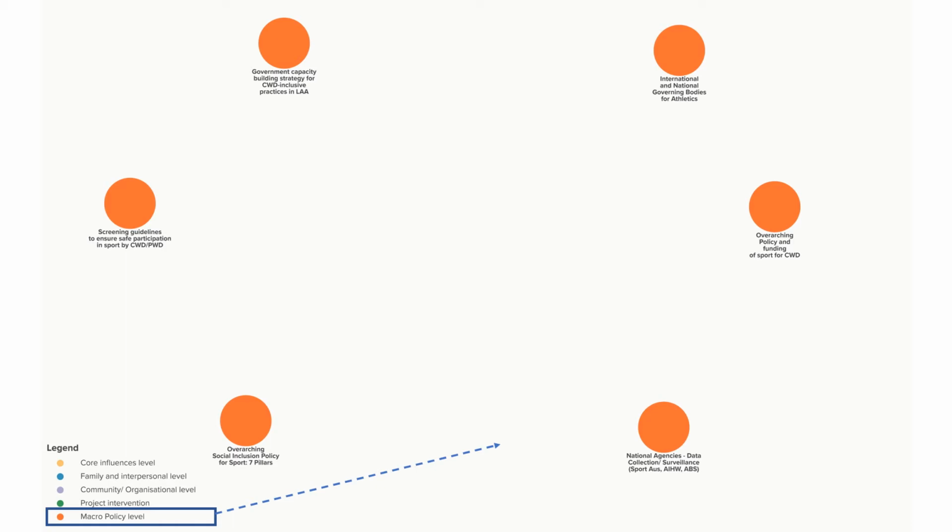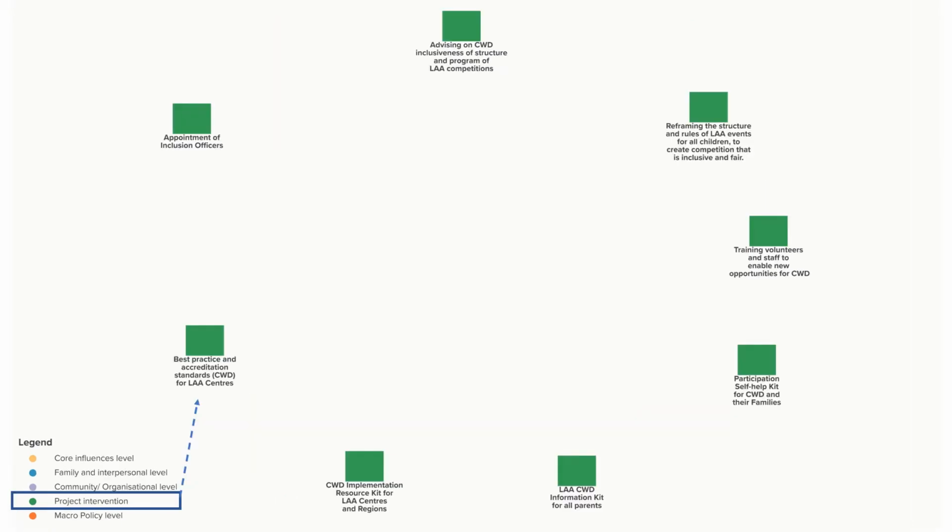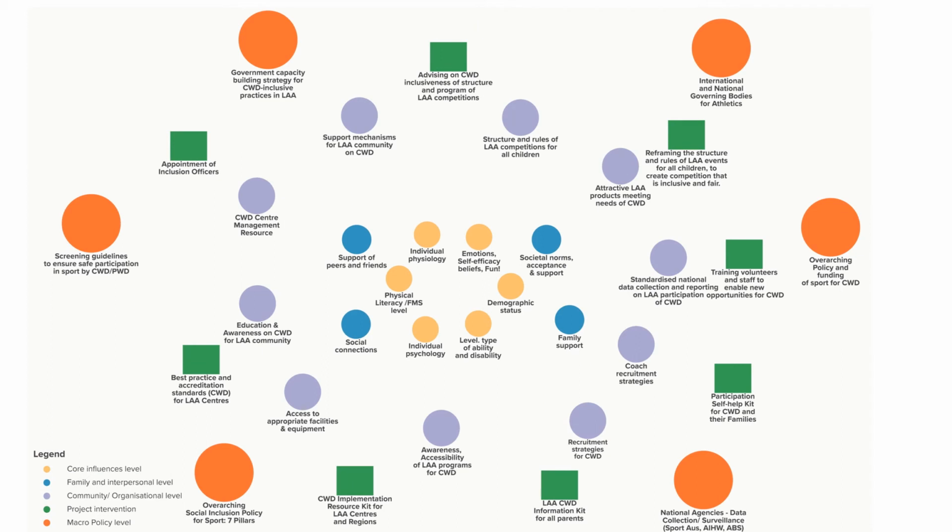In addition, the team included in the map the project intervention points. These are the areas where the team hopes to make the biggest difference in the system's map of influences on participation. In this slide, we put all the components together from the workshop and from the evidence reviews and the project team's inputs. Core influences, family and interpersonal level influences, community and organisational level, the project intervention points shown in green, and the macro policy level.